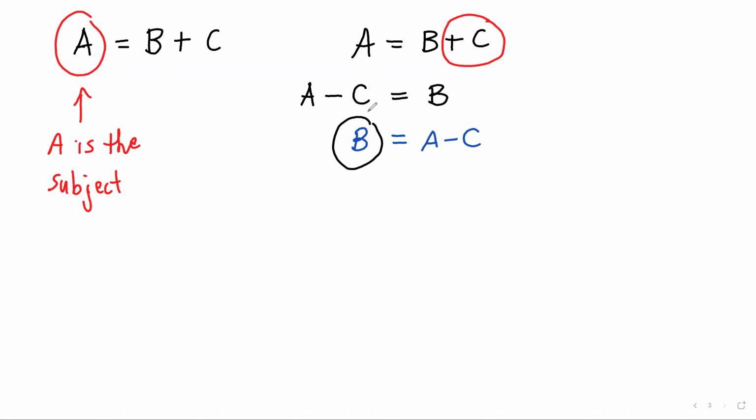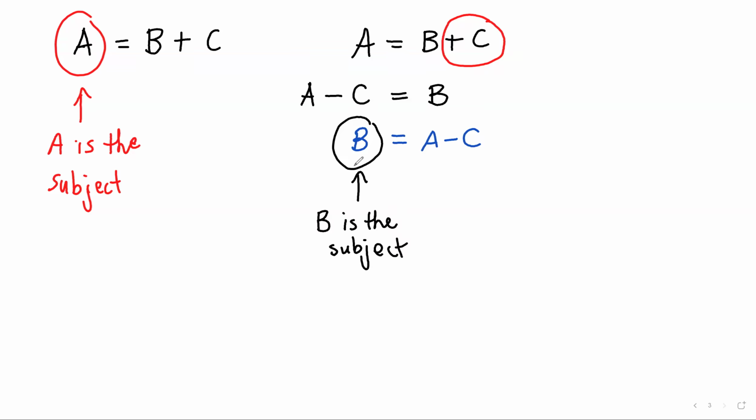The term that you're trying to make the subject, we would typically put it on the left-hand side. So you could work it out on the right-hand side if you want, like how I did it here, but then write your answer as this, where the subject is the term on the left-hand side. So here, B is the subject, because we have an expression for what B is equal to.